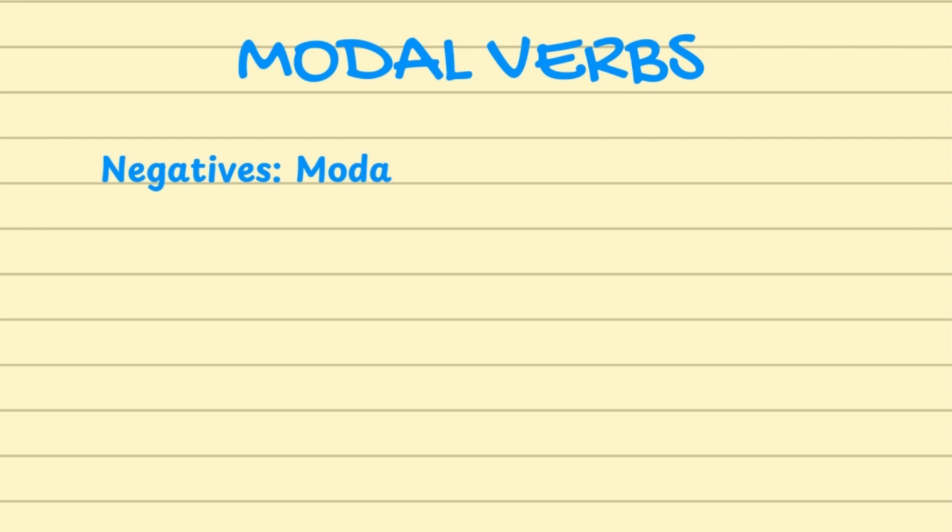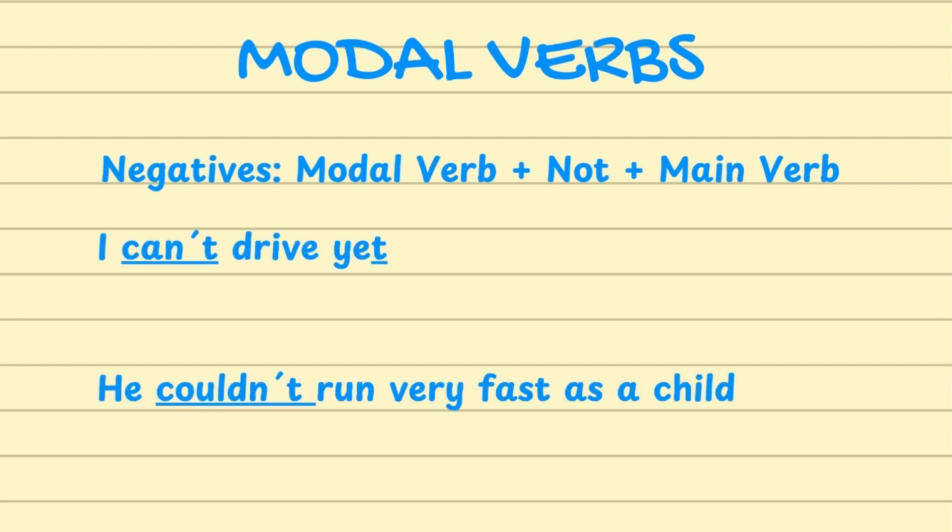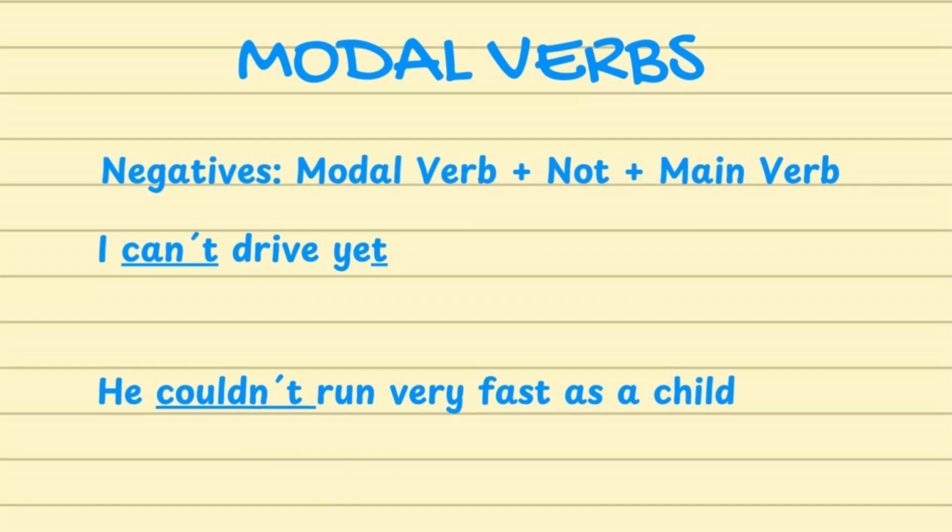To form a negative sentence, you don't need extra words like do or did, just add not after the modal verb. For example, I can't drive yet. Or, he couldn't run very fast as a child.